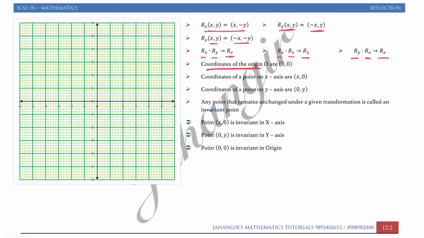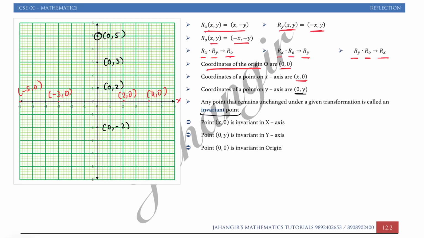Now the coordinate of origin is always 0 comma 0, that you already know. The coordinate of any point on x-axis is x comma 0, just like 2 comma 0, 4 comma 0, minus 3 comma 0, minus 5 comma 0. See, if you look at any point on x-axis, its y coordinate is always 0. Now on the y-axis, if you look at any coordinate, it can be written as 0 comma 5, 0 comma 3, 0 comma 2, 0 comma minus 2. See, its x coordinate is always 0.